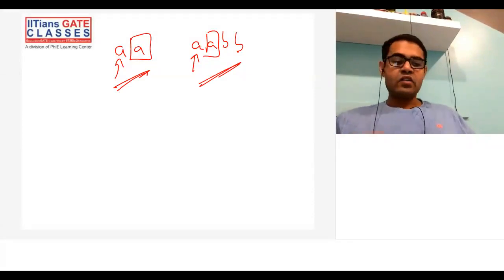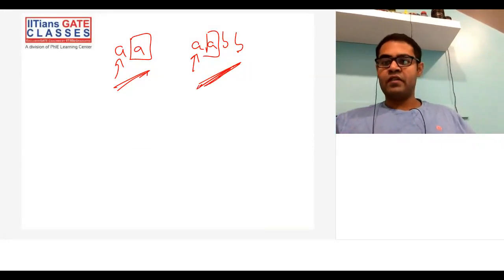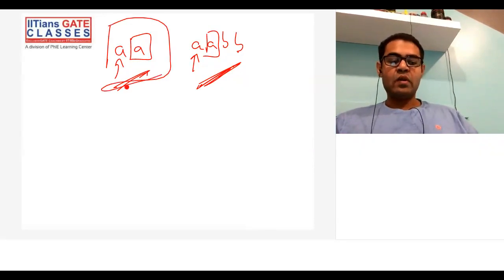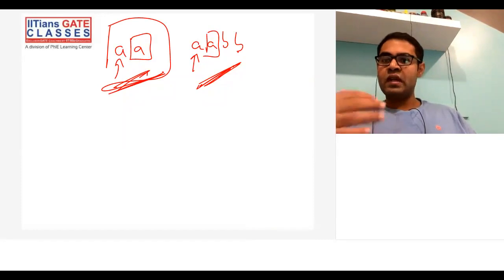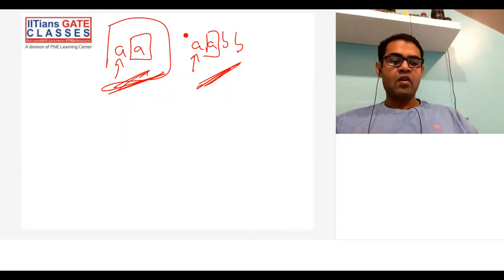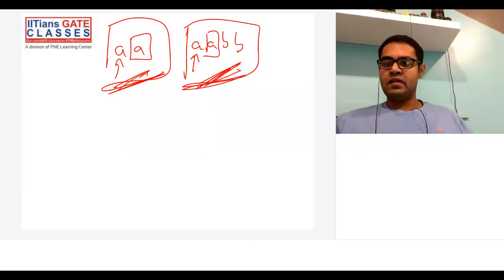Because of course, when you try to draw the parse tree for these two, the parse trees will be different. So LL1 will not know whether this string is in the language that I need to accept, or whether that string is in the language. This is why LL1 will be confused.